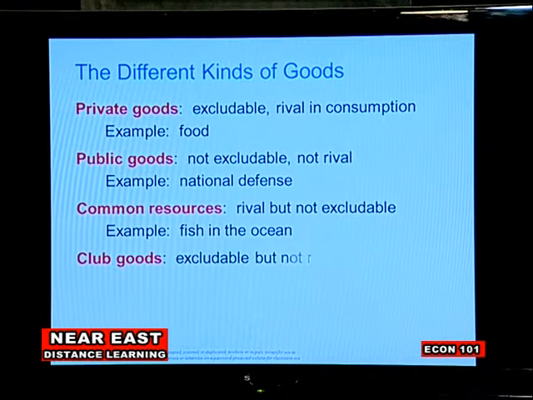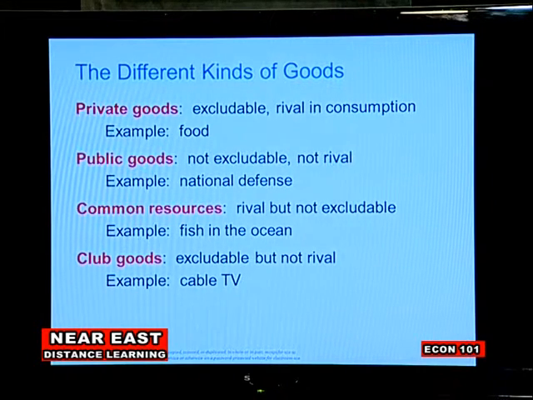We have 4 different kinds of goods. The first one is private goods. They are excludable and rival in consumption. Example, food. We have public goods. They are not excludable and not rival in consumption. Example, national defense. And we have common resources. The characteristics of common resources are rival but not excludable. Example, fish in the ocean. And we have club goods. They are excludable but not rival.